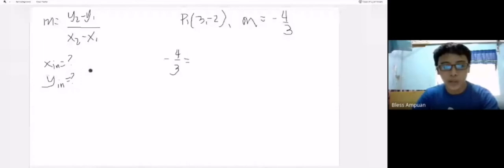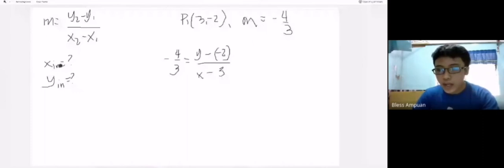So do not solve them at the same time. Let's find our x-intercept first. Y sub 2, so let's say that this is our y, minus y sub 1 is negative 2, times, okay, so this is negative 2. And then our x sub 2 is x, minus x sub 1 is 3. Since we need first to find the x-intercept, what we need to do is equate y to 0.